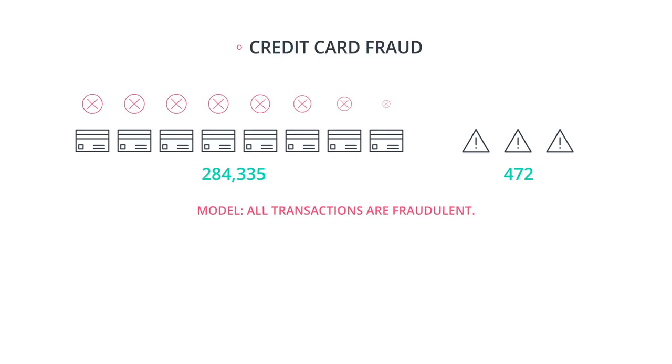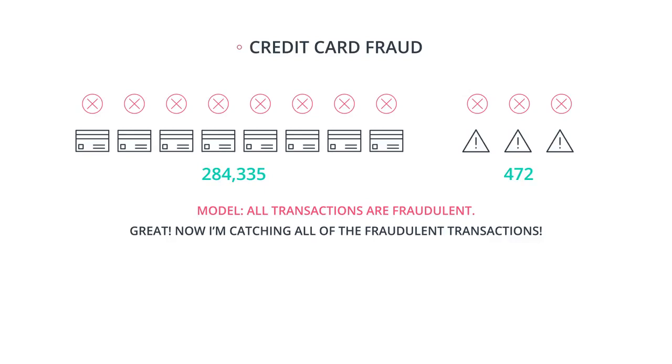Well, here's one. I'm going to label all transactions fraudulent. So that's great, right? Now we're catching all the fraudulent transactions. Now, is that a good model? Well, no, that's also a terrible model since it's accidentally catching all the good ones.